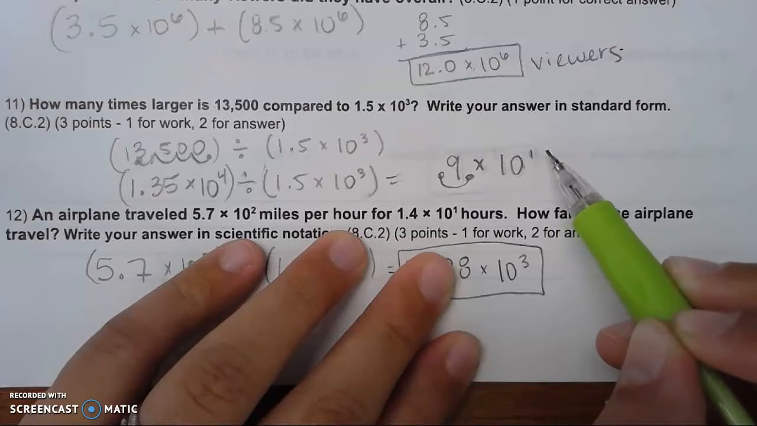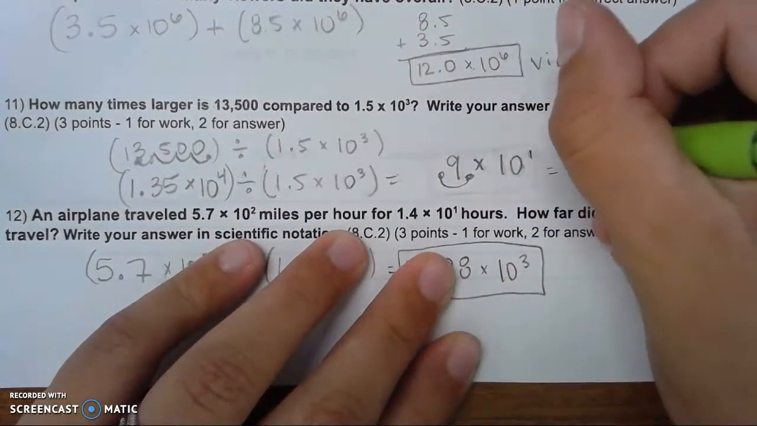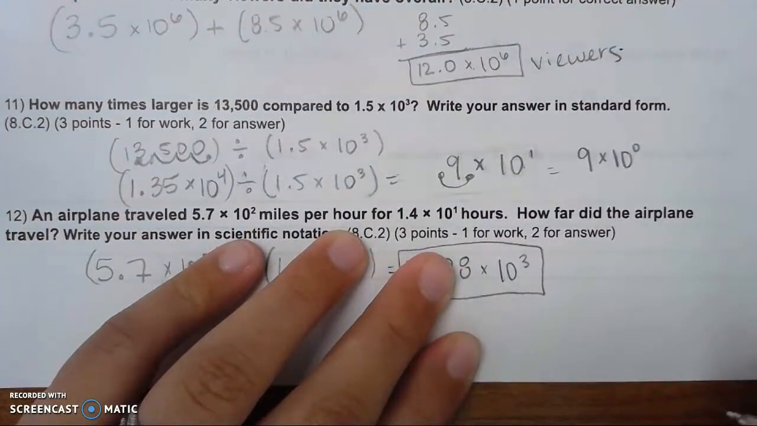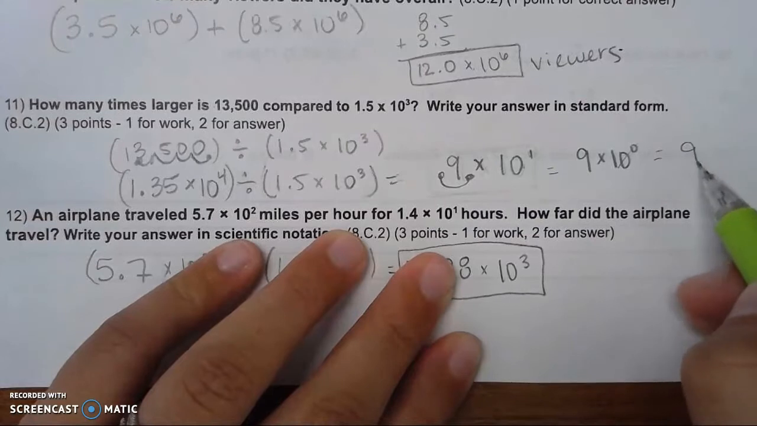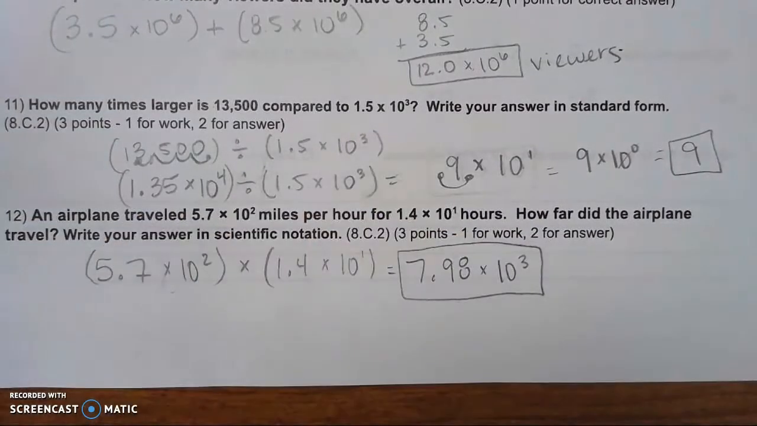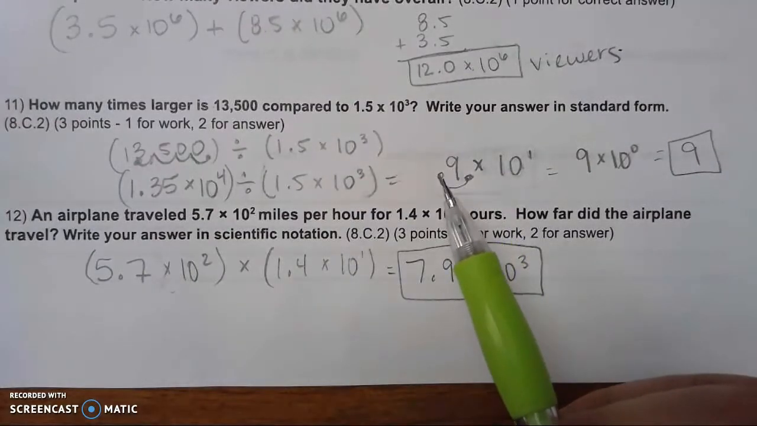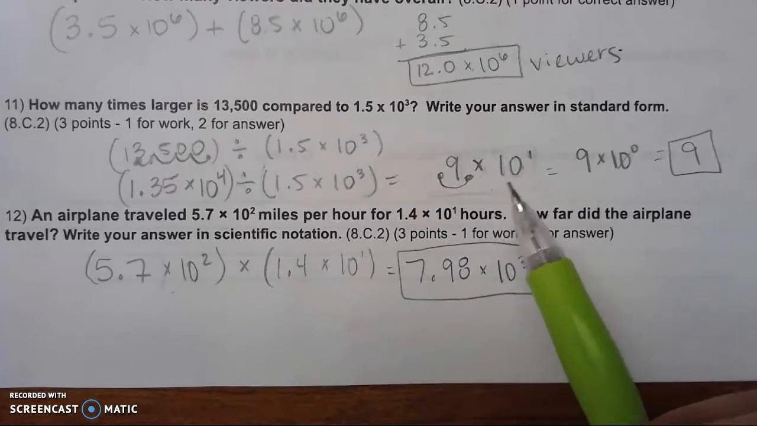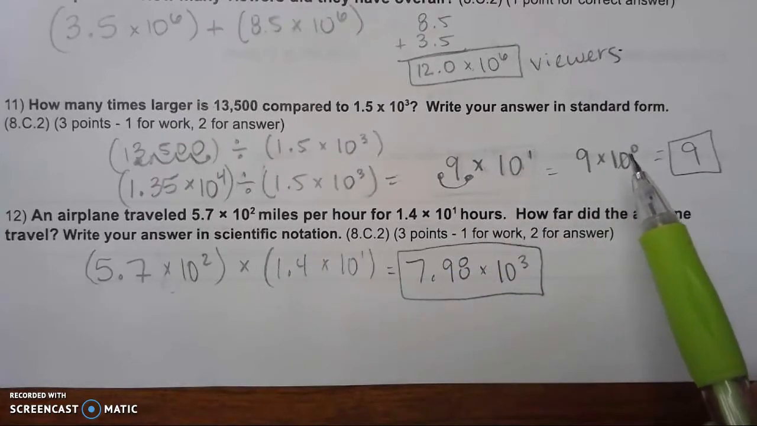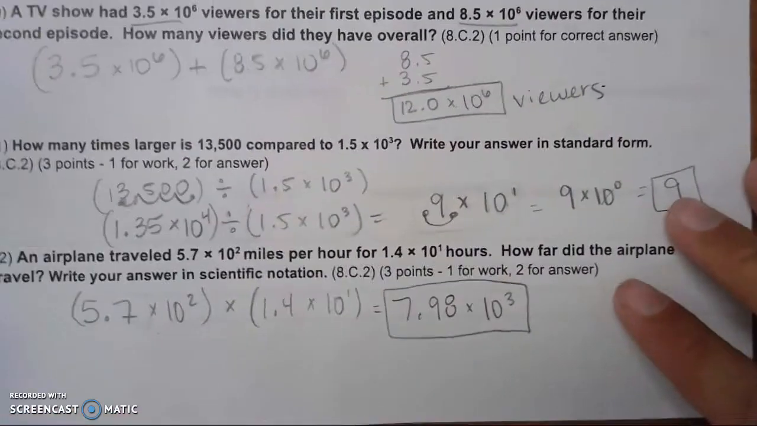So since I made it bigger, I need to subtract 1 from my exponent here. So if I take 1 minus 1, that just gives me 0, which, remember, anything to the 0 power is just equal to 1. So my answer here should just be 9. Okay, so that's my fault. I forgot that this number needs to be between 1 and 10. So I needed to move my decimal point to the right one. And then because of that, I had to subtract 1 from my exponent, so you should have just gotten 9. Okay, now on to the second page.